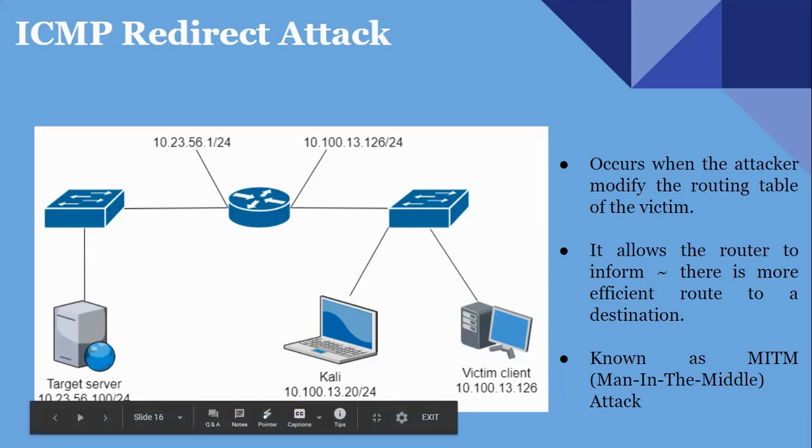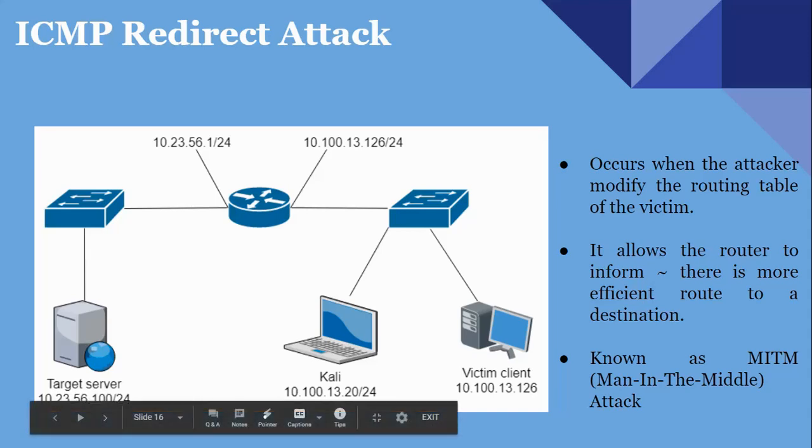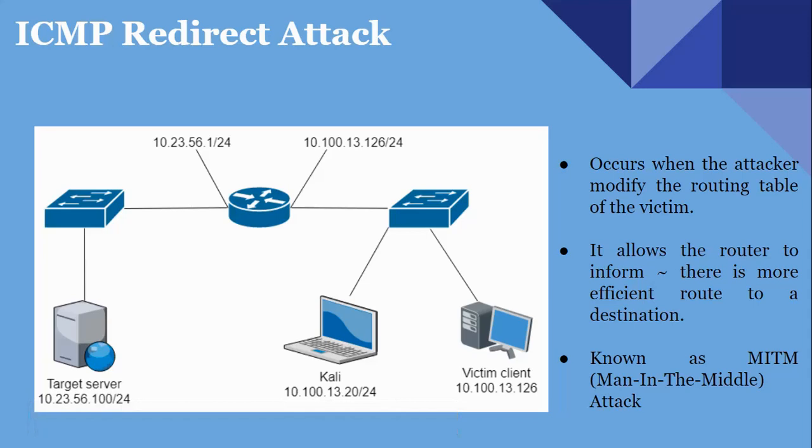So we can see in the figure, this is the victim, and when the attacker modifies the routing table of the victim, the router will inform the victim there is a more efficient route to a destination. So here the destination is this target server. Once the router informs that there is a more efficient route to a destination, the victim will believe it and adjust the routing table.